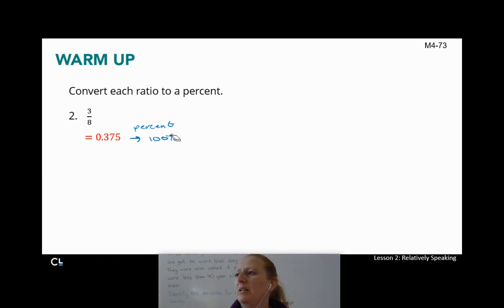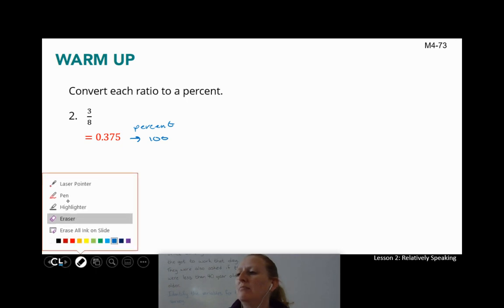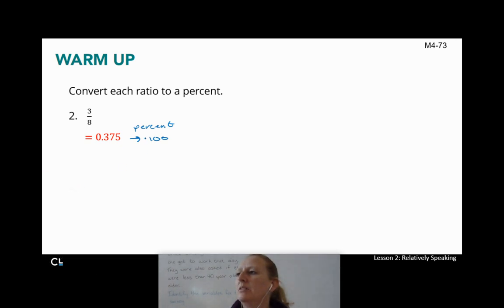Actually, wow, I'm already making things weird. We're going to multiply by 100. I want my pen back. So times 100. I'm going to take my lovely calculator here on my 0.375 and times it by 100. And that gives me 37.5%. Don't forget to put your percent sign on the end of it.